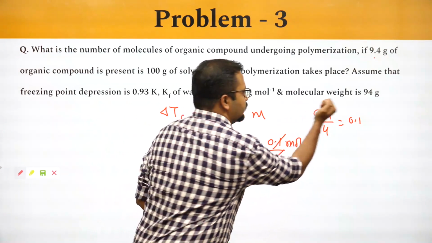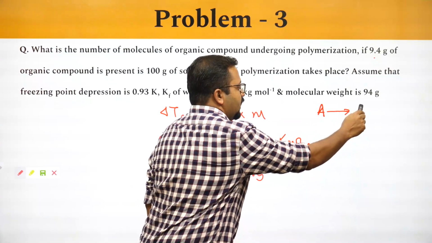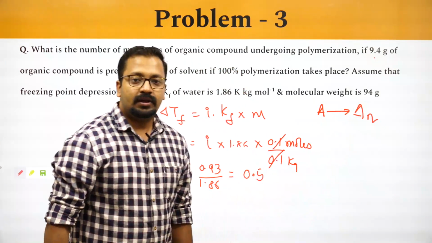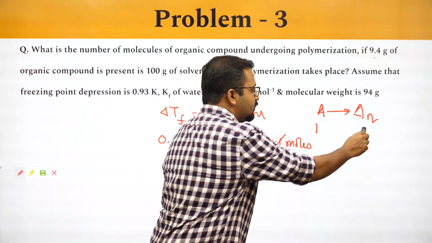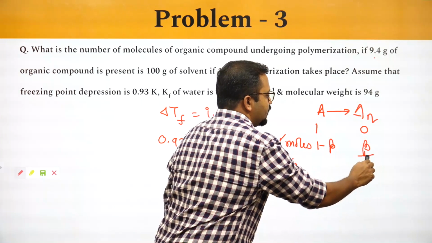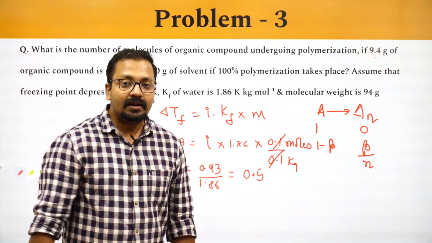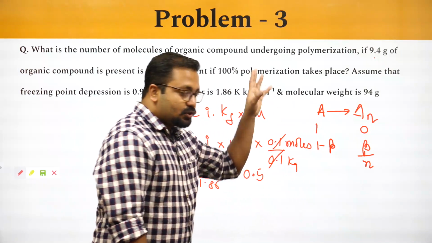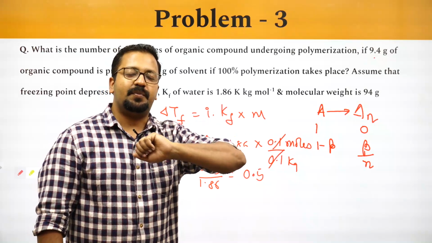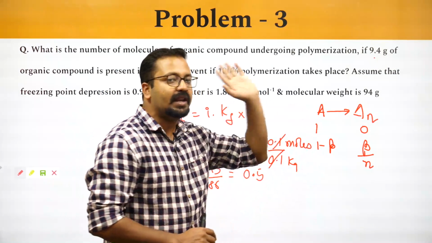Okay, I'll write it over here. Association will take place in this form. A changes to AN. 1 minus beta, and this is beta by n. Okay, this is beta by n. डिग्री ऑफ एसोसिएशन को मैंने बीटा करके रिप्रेजेंट किया है बिकॉज डिग्री ऑफ डिसोसिएशन ऑफ अल्फा, थोड़ा सा डिफरेंस लाने के लिए मैंने इसको बीटा लिख दिया.